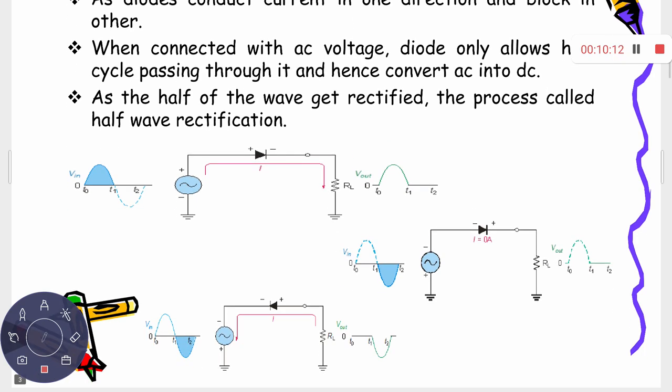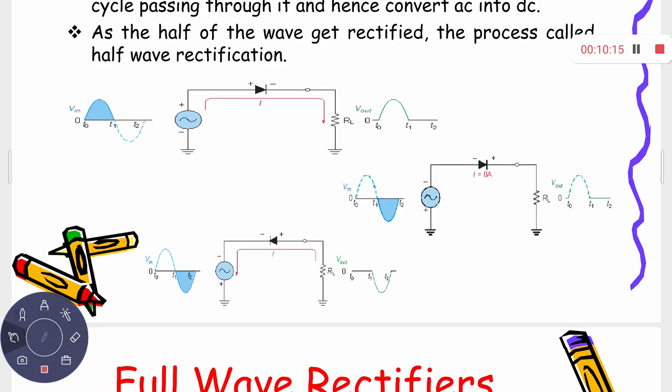Okay, fine. Now what happens if I just reverse the direction of the diode? Previously the anode was connected to the signal source and the cathode to the resistor RL. Here it is just the reverse: the anode is connected to the resistor and the cathode is connected to the signal source. The diode will be forward biased in the negative half cycle, and now the current will flow in this direction. Previously, the current was flowing in the other direction.